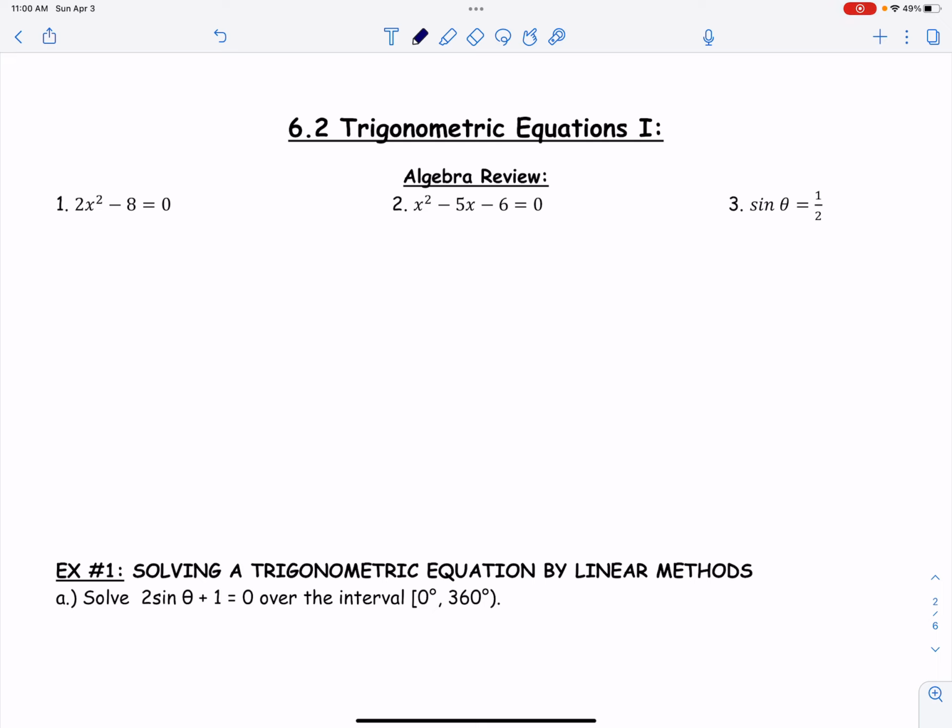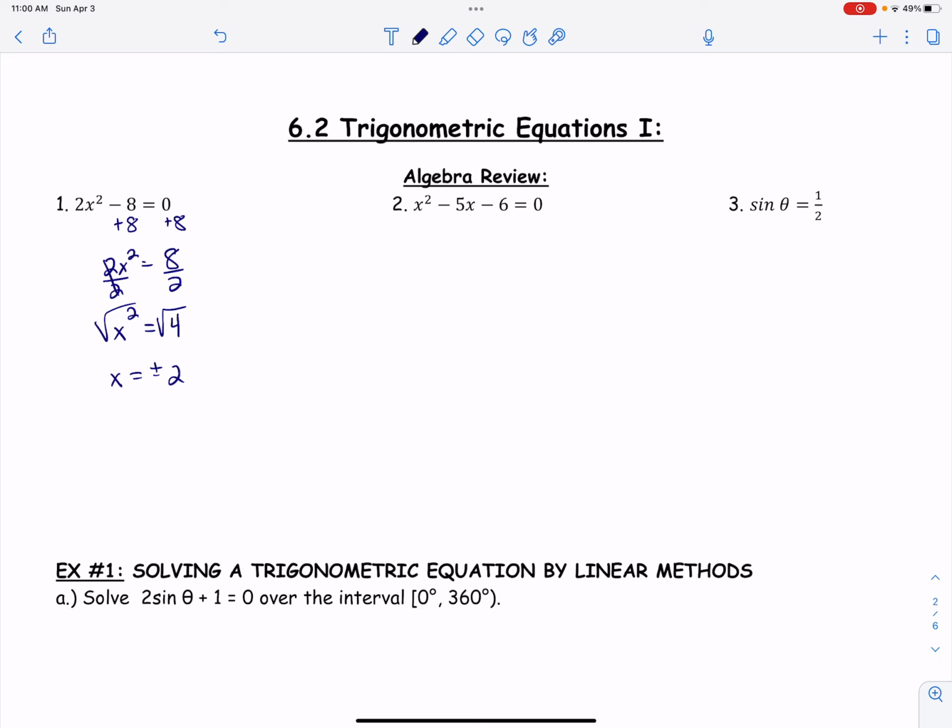Number 1, you're solving for x squared. So the inverse, the opposite operation of subtracting 8 would be adding 8 to both sides. The opposite of multiplying by 2 would be dividing by 2. And I'd end up with x squared equals 4. And I square root both sides, and I get plus or minus 2 for my solution. Both of those answers are the only two things in the entire universe that if I plug them back into the original equation, will give me 0 on the right side.